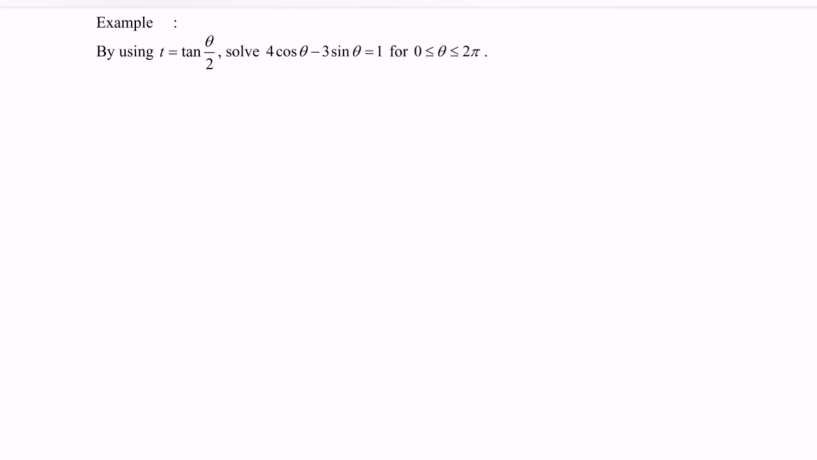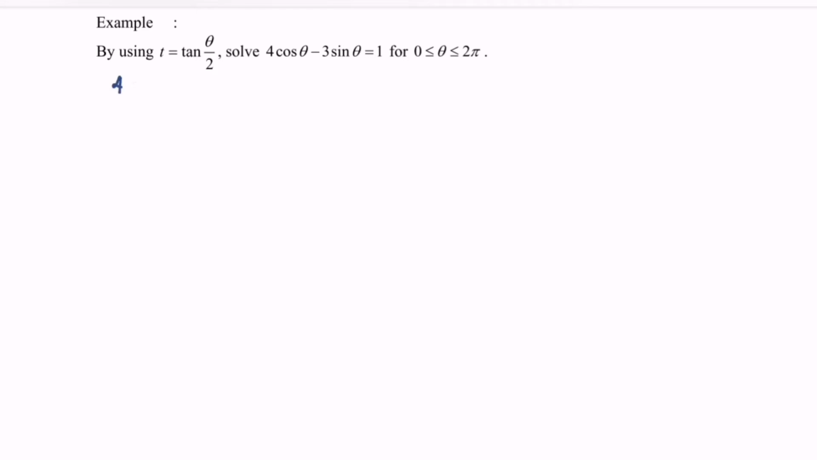So by referring to the example, using t equals tangent theta over 2, solve for cos theta minus 3 sin theta equals 1 for the angle 0 until 2 pi. Now I'm going to use the substitution method. Previously we have already discussed that cos theta equals 1 minus t squared over 1 plus t squared, whereas sin theta equals 2t over 1 plus t squared. So now I'm going to substitute.